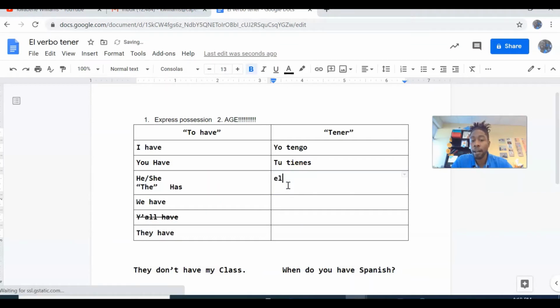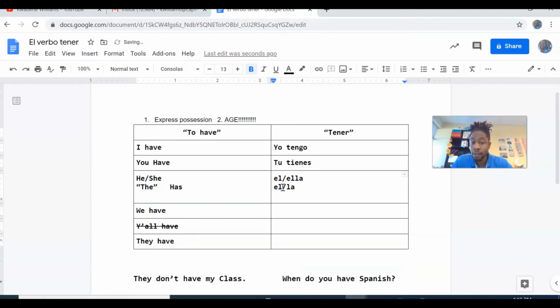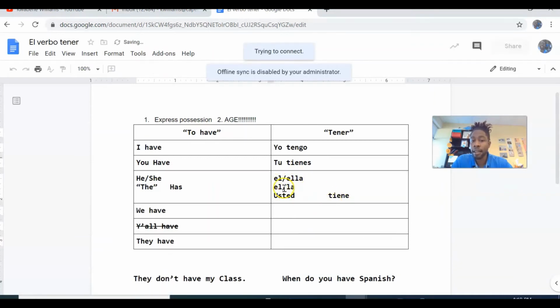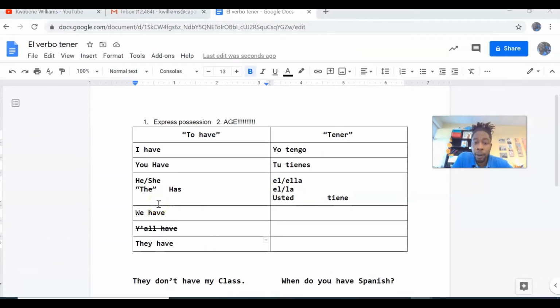And whether we're talking about él, he, ella, she, there's an accent on this E, not on this one. Or la, and even usted, or you, sir. This is all tiene. Él tiene, ella tiene, usted tiene. So whether we're talking about él, he, ella, she, or usted, you, sir, we're going to choose tiene.